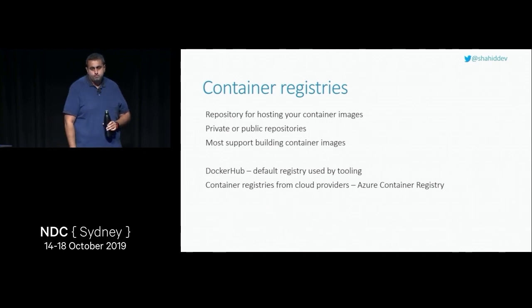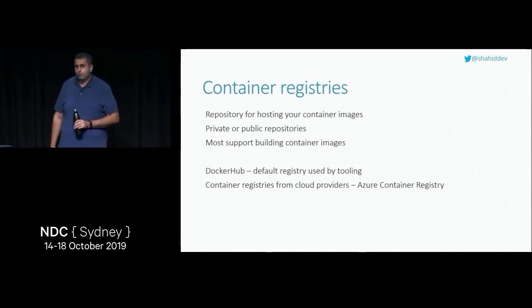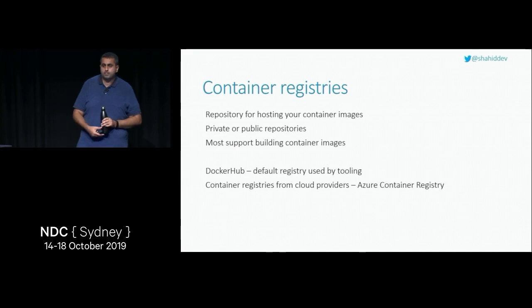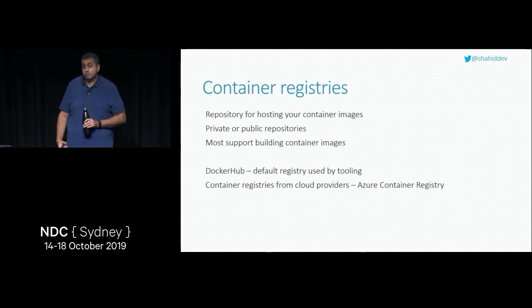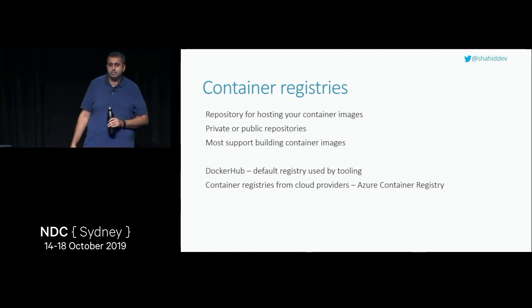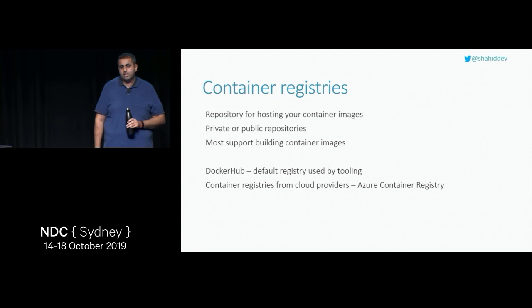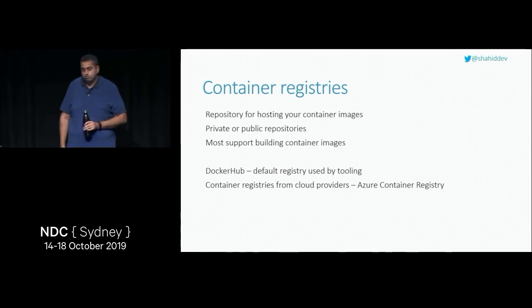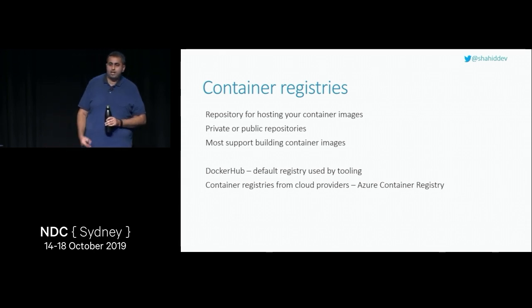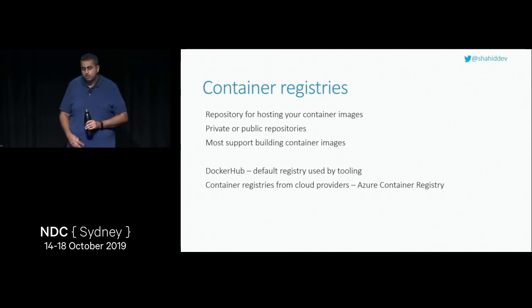These registries, think of them as repositories for your container images. So maybe not quite GitHub, but say NuGet for container images. They can be public or private. And as I said, most of them support actually building the container images as well. Docker Hub is the default that's built in. That's what the tooling will default to. But you can connect to any other registry. Every cloud provider has their own. The Azure Container Registry is another option if you're in Azure. It has some additional benefits like geo-replication of your images, for example. So if you're running geographically dispersed, Azure Container Registry will replicate your image so that when you pull it, it's a lot faster.